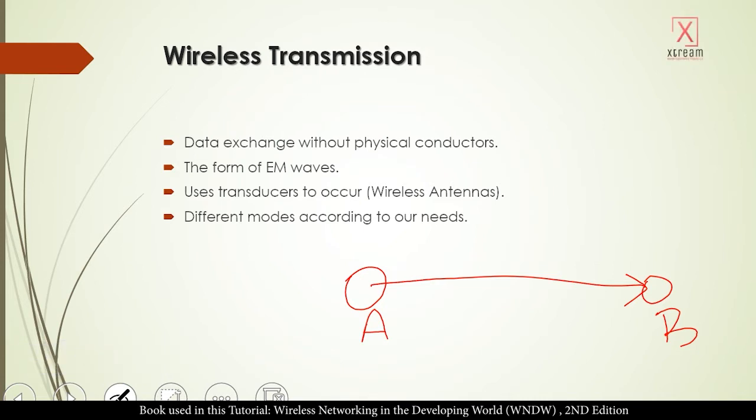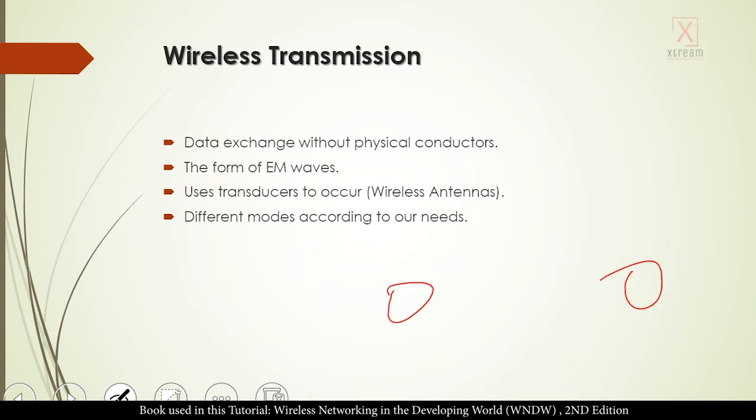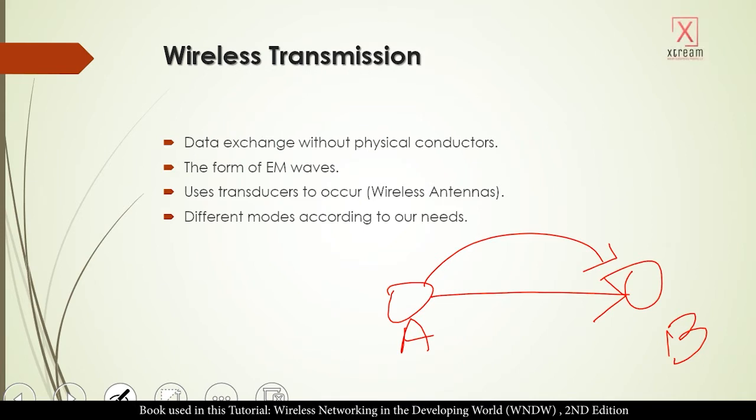This wireless transmission takes place via electromagnetic waves. So let's say this is point A and this is point B. The data transportation from point A to point B will be in the form of electromagnetic waves. It means that this wireless transmission will include electromagnetic waves. We have different types of electromagnetic bands from the electromagnetic spectrum which we can use to transfer the data.